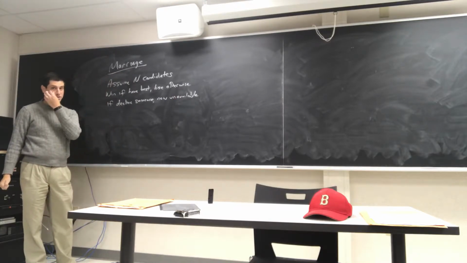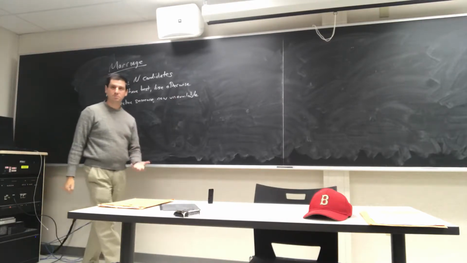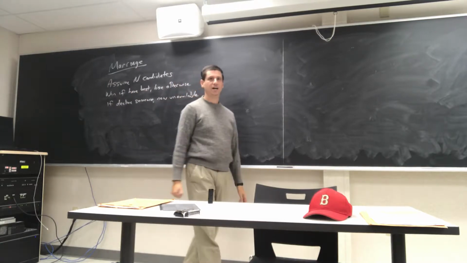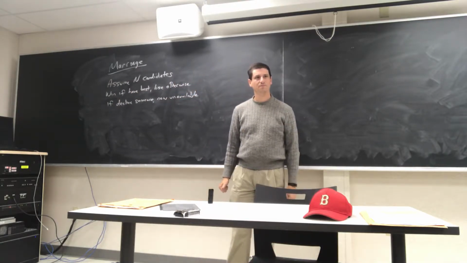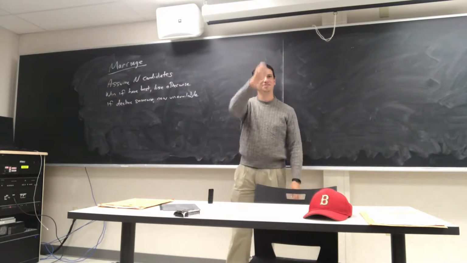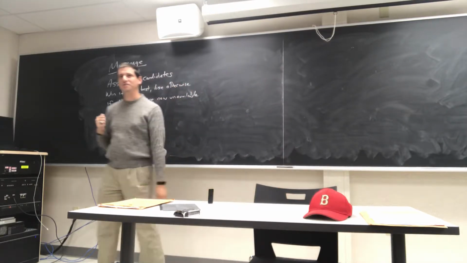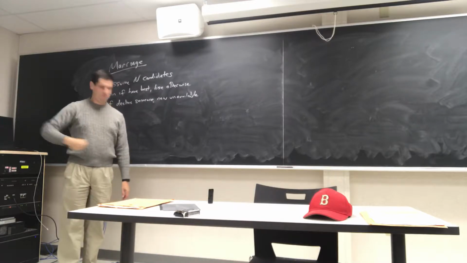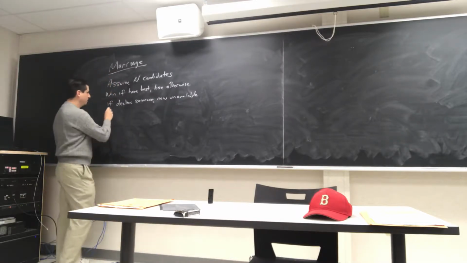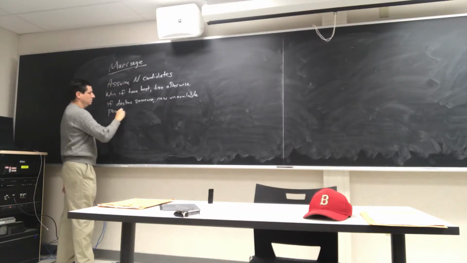So can somebody give me a strategy where you will have the best person 1 over n of the time? Yes? Pick the first person. Good. Can somebody give me another strategy where you will get the best person 1 over n of the time? Pick a random one. So we will assume people are randomly ordered.